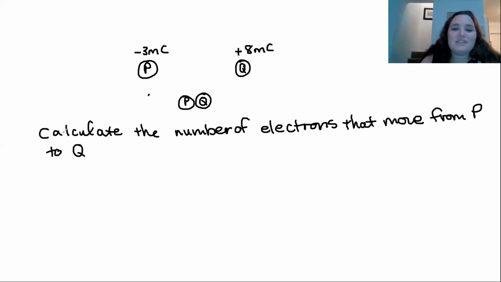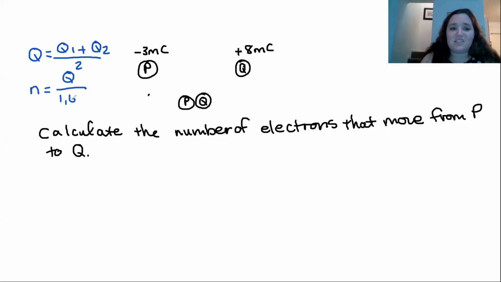Okay. The question is to calculate the number of electrons that move from P to Q. I find that this is where my students often mess up because they're really good with the two equations. They're perfectly happy with (Q1 + Q2)/2, that equation, and they're perfectly happy with saying that the number of electrons is the charge over 1.6 times 10 to the minus 19 coulombs. Both of those they're fine with. But then they get to this one and they start doing weird things.